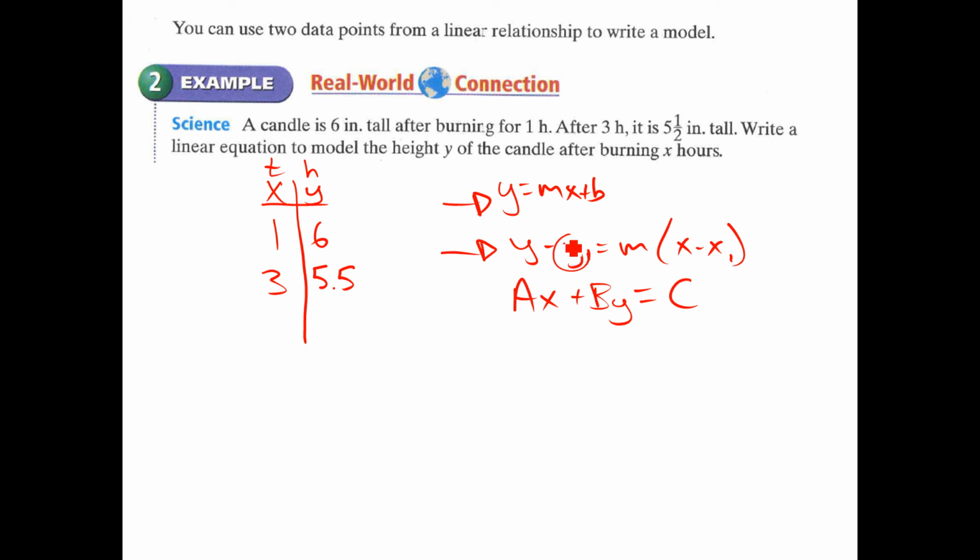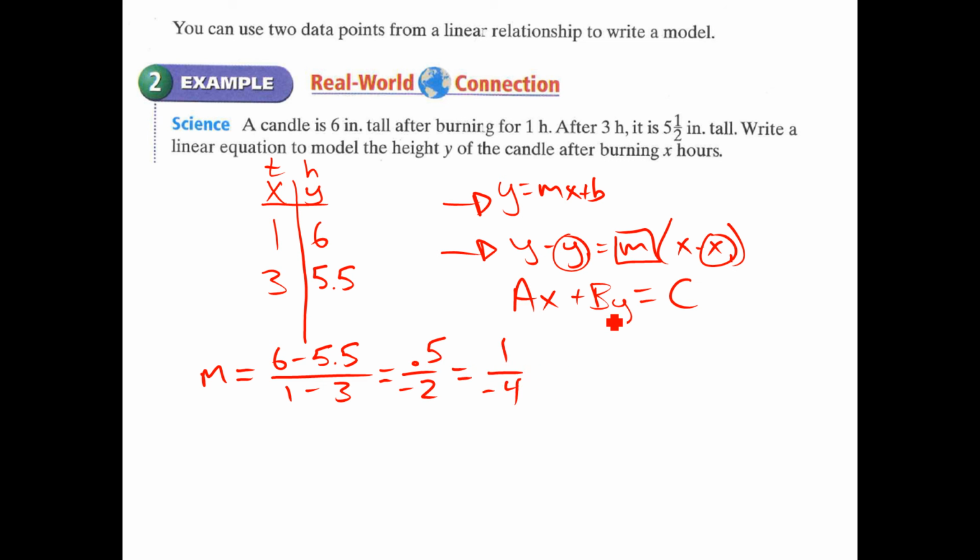And since we have points, let's go ahead and use point slope. The problem is we don't know slope yet, so we're going to need to find that. M equals y1 minus y2 over x1 minus x2. So we get 0.5 over -2. And we don't want to have decimals in a fraction, so let's times by 2. So we would get 1 over -4. So there's our slope.